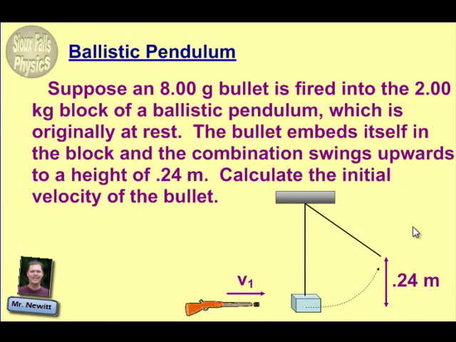What we're asked to do here is figure out how fast that bullet is going when it leaves the gun. So we have a situation here where we're going to have to use both conservation of energy and conservation of momentum.